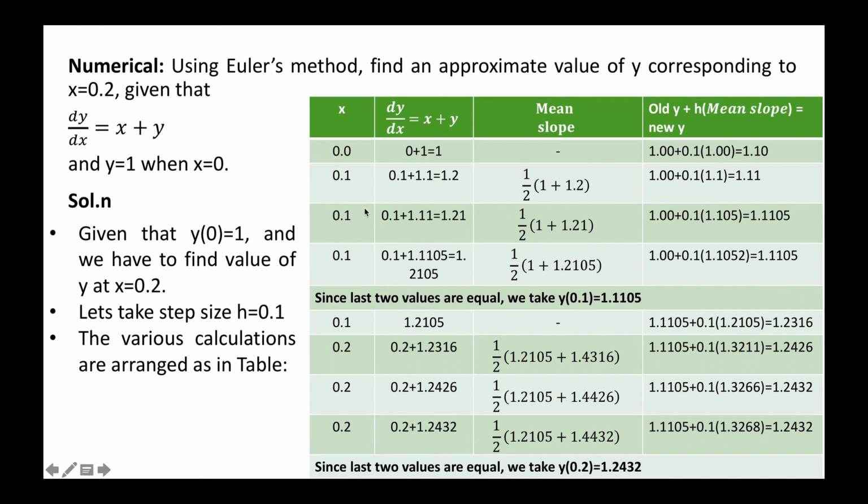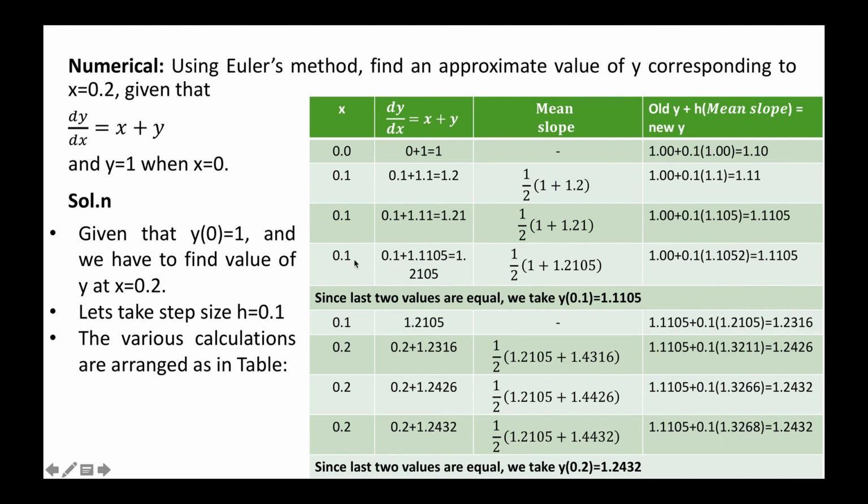Again we have to repeat the same iteration at point 1. So x is 0.1, the new value of y is 1.11, so the slope changes to 1.21. In finding the mean slope, remember that we are keeping the slope at point P the same, because that is the value we have been given, x0 and y0, the exact value. So we are not changing that slope, but we are changing the second one corresponding to point P1, 1.21. So again, the new value of y comes out to be 1.1105.